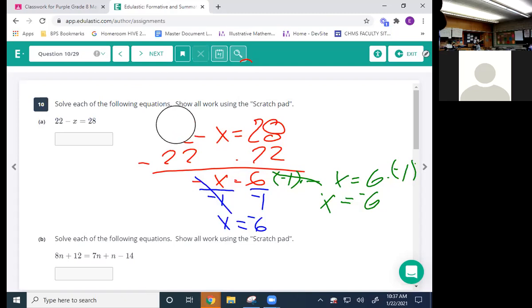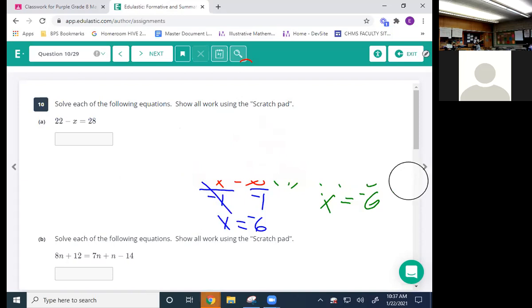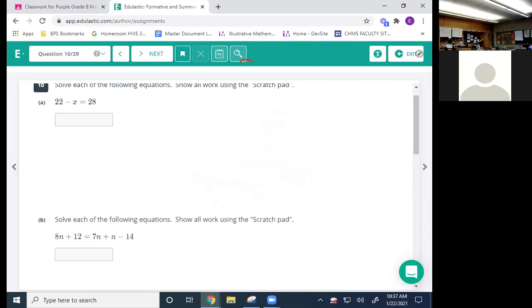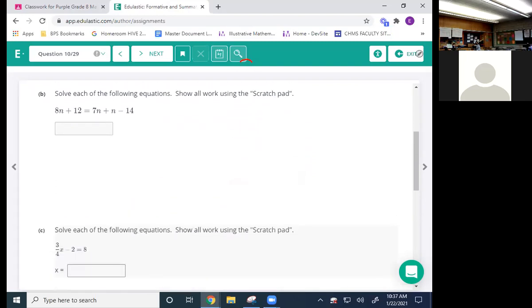Fantastic work. Let's take a look at the next one. Okay? It says solve each of the following equations. Show your work on the scratch pad, but I'm not going to have you do it on scratch pad. You're going to do it on paper and then take pictures. So you have this guy here.